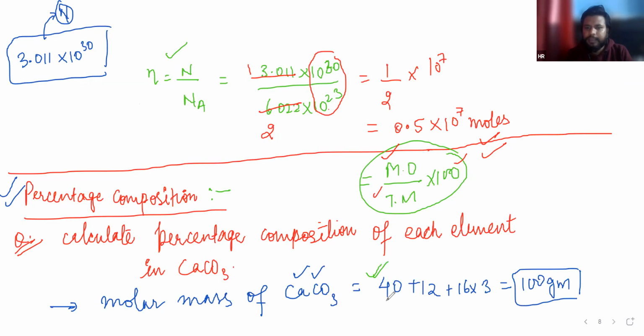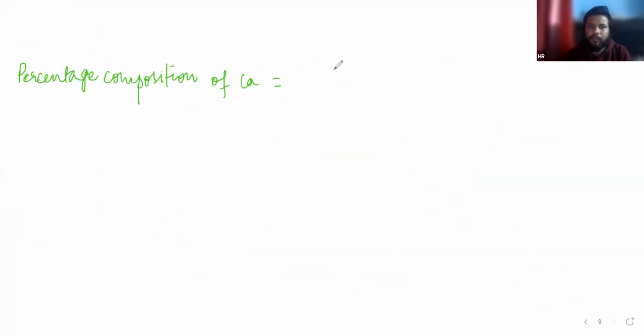In which, if we need to calculate the percentage composition of calcium, how much gram of calcium is present in CaCO3? 40 gram. So we just need to write 40 divided by the total mass of the compound, which is 100, and for percent we need to multiply it by 100, and the percentage composition of calcium will be 40% weight by weight.